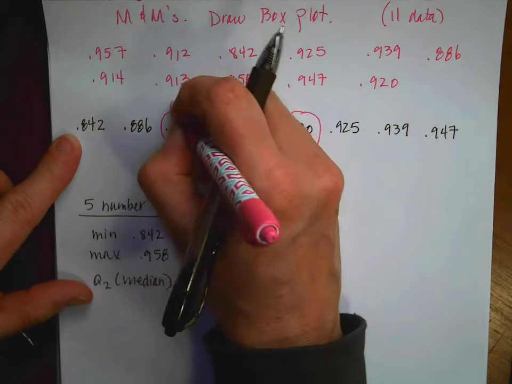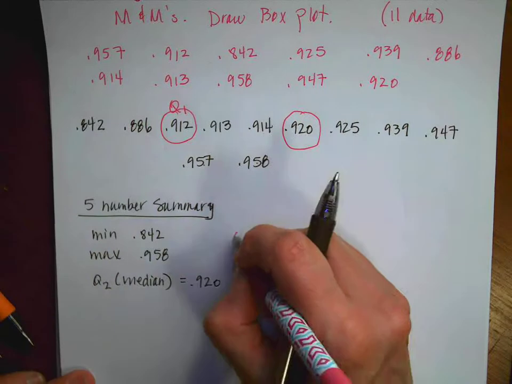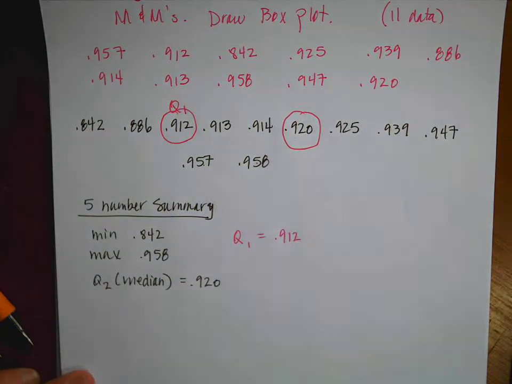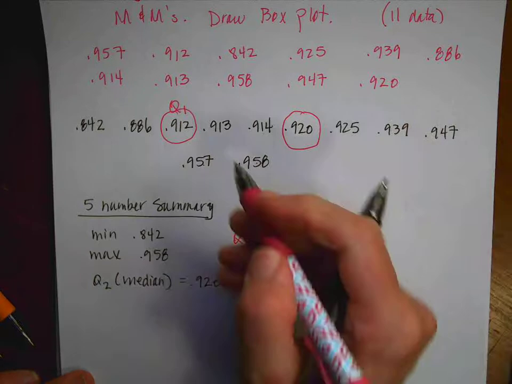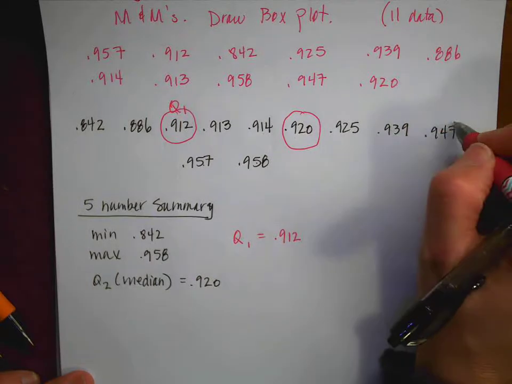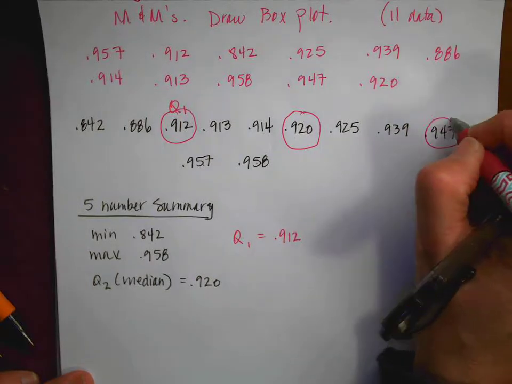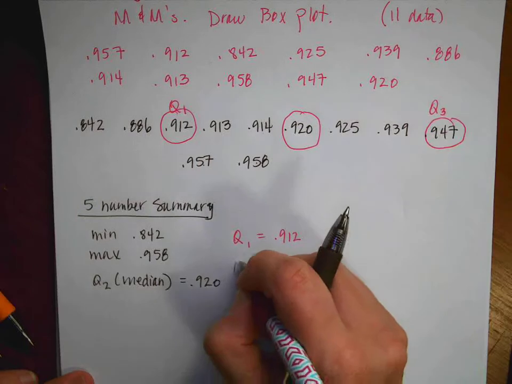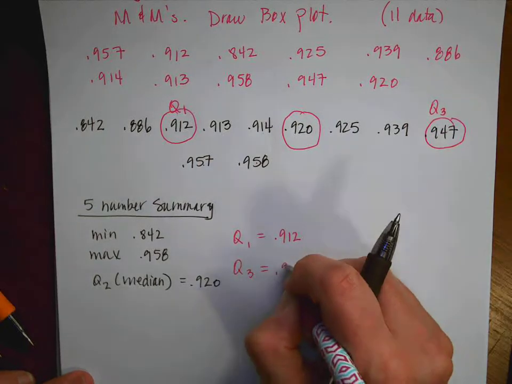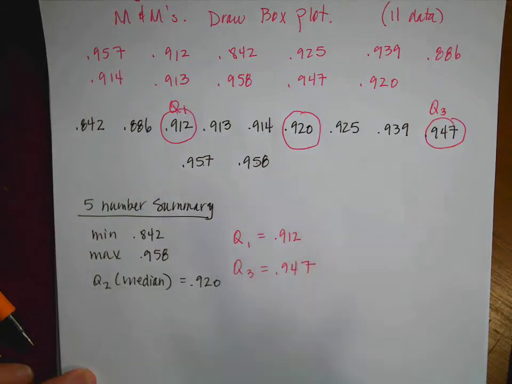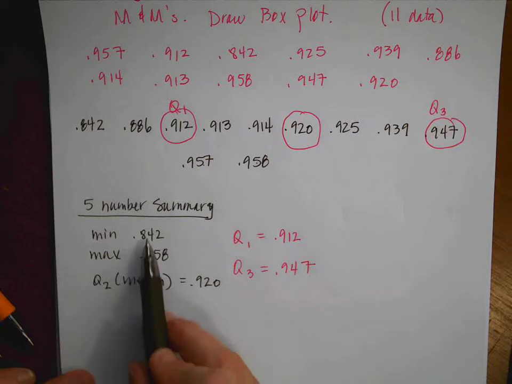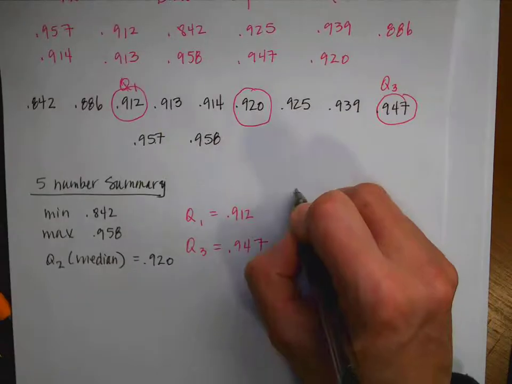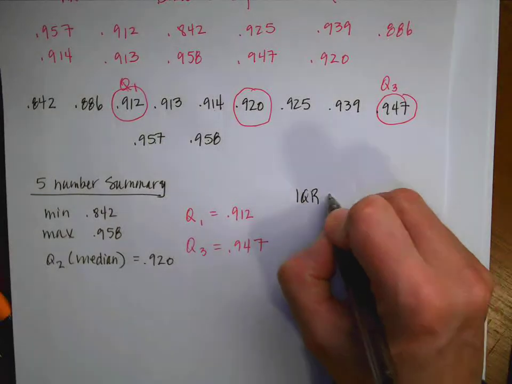And then I need the middle number. I have 1, 2, 3, 4, 5 numbers. So this is the middle. This is Q1. So my first quartile is going to be 0.912. And then I have 1, 2, 3, 4, 5. So the 0.947 is the middle on the top side. So that's going to be Q3. So Q3 is 0.947. So now I have my 5 number summary.